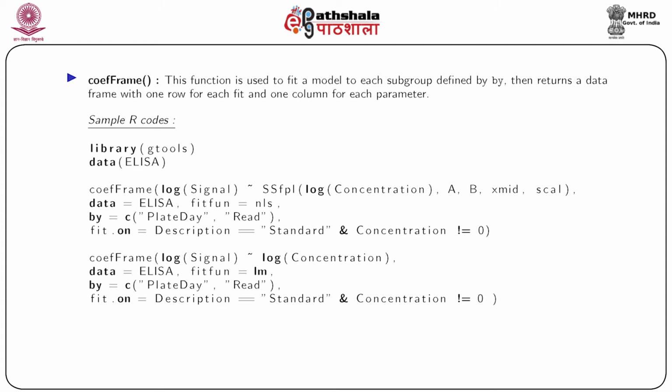So coef frame for this particular data set or this particular fitted model on the data set is used to fit a model for each of the subgroups defined by, and then returns the data frame, and we know the setup is one row for each fit and one column for each parameter.